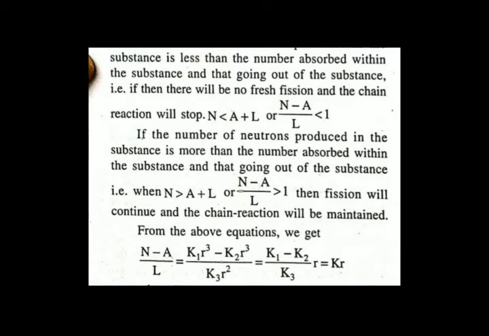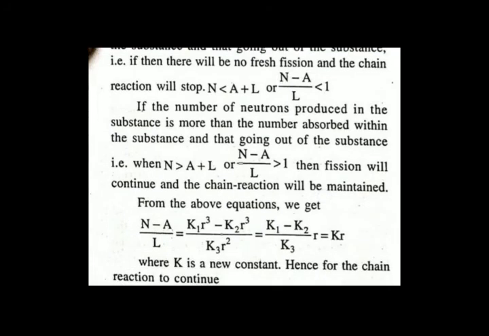Suppose, for example, we take (N minus A) by L. N is K1 r cube, A is K2 r cube, and L is K3 r square. After solving, we get (K1 minus K2) by K3 into r. This (K1 minus K2) by K3 we can take as a new constant K, so it is K into r. This Kr is called the minimum size of the nuclear fuel. K here is a constant and Kr is the minimum size. You can think of r like a radius, the minimum radius of the nuclear fuel to sustain the chain reaction.